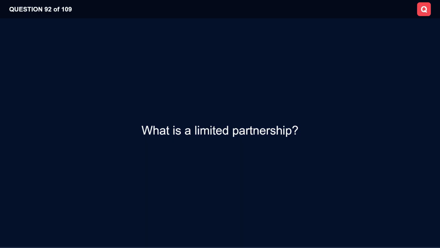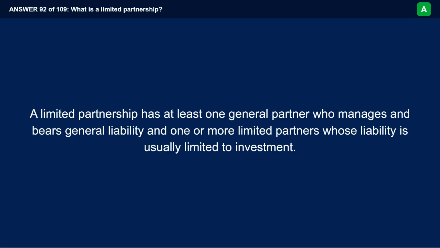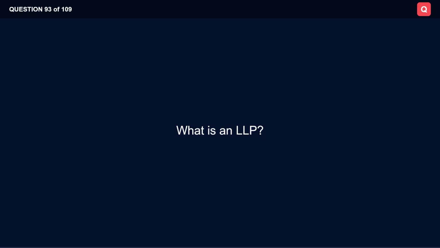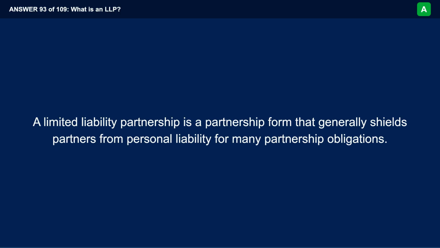What is a limited partnership? A limited partnership has at least one general partner who manages and bears general liability, and one or more limited partners whose liability is usually limited to investment. What is an LLP? A limited liability partnership is a partnership form that generally shields partners from personal liability for many partnership obligations.